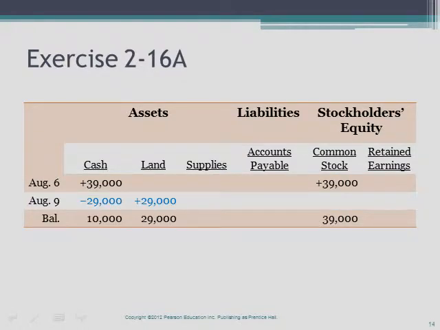On August 9th, the business paid cash for land costing $29,000. Morin plans to build an office building on the land. This transaction increases one asset, land, and decreases another, cash.